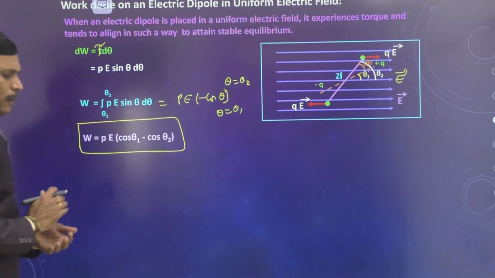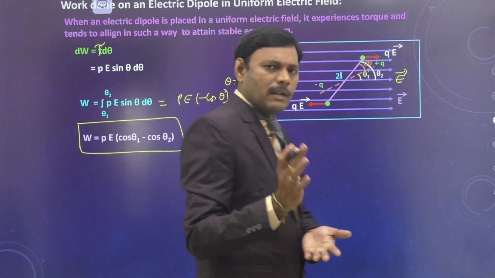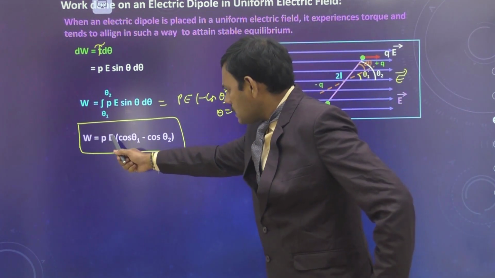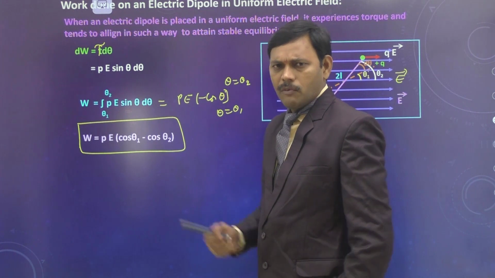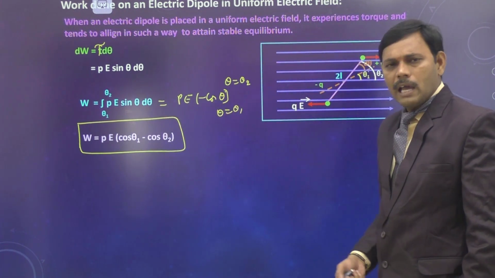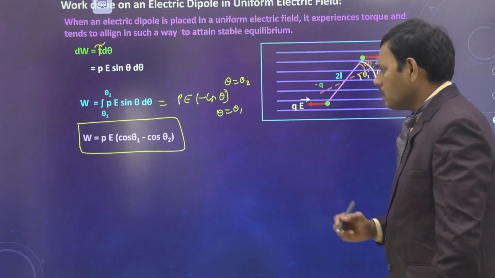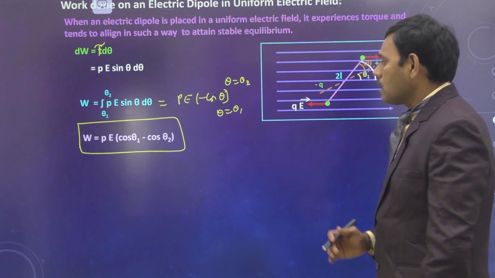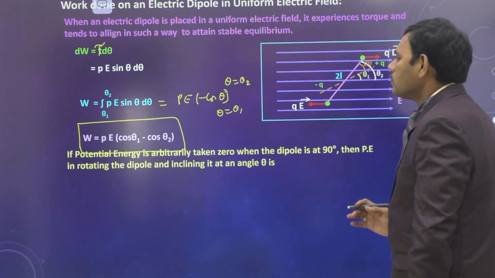If any dipole is initially kept at angle theta 1 in the given electric field, P is the dipole moment, E is the strength of the uniform electric field, and the dipole is rotated from theta 1 angle to theta 2 angle, then the work done for that rotation is PE of cos theta 1 minus cos theta 2.